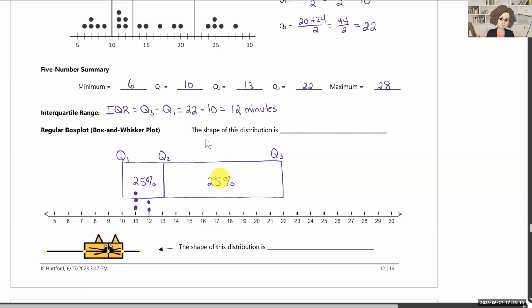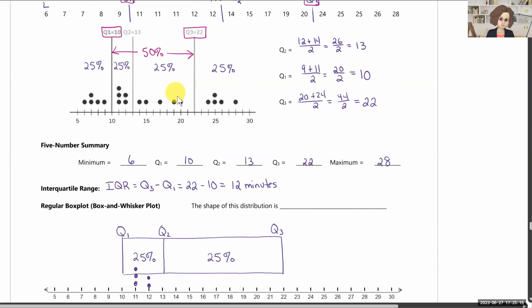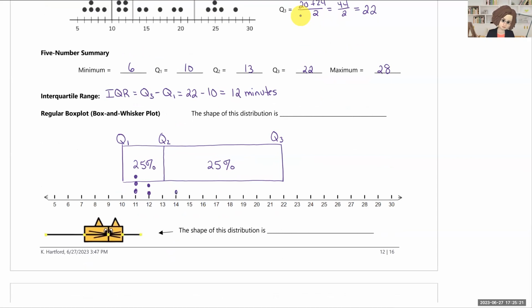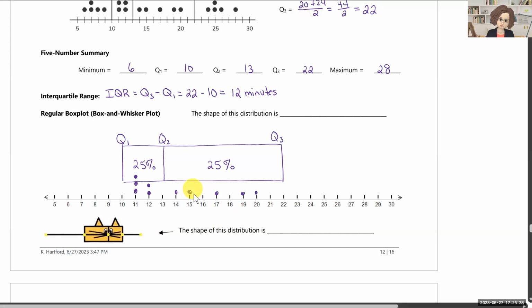And then the other 25% in this side of the box would be those values 14, 15, 17, 19, 20. So I can see that those 5 numbers are spread out as compared to those 5 numbers. So we're just getting a feel for where our data is. All right, that's the box part. Let's get to the whiskers.